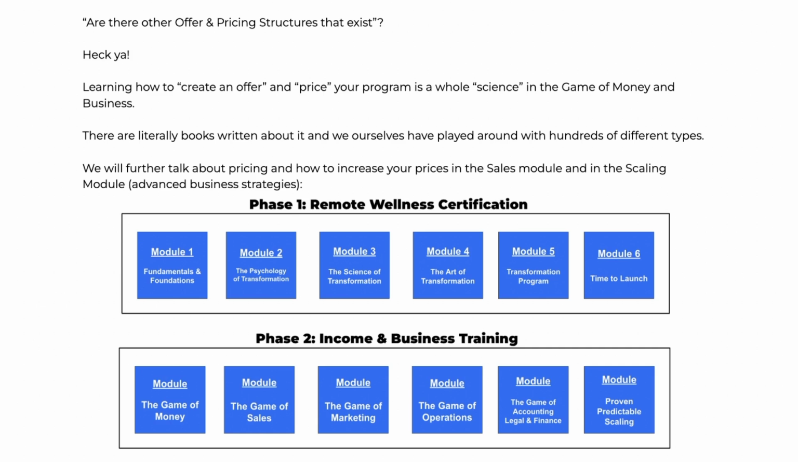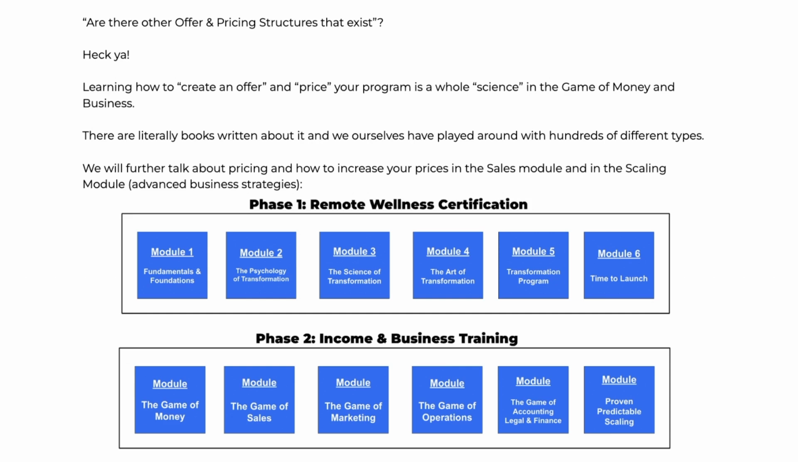There are literally books written about pricing and value and all of these kinds of things. And we ourselves have played around with hundreds of different types of pricing in the past. So again, this is going to be another topic. Remember that recurring theme in terms of how to increase your prices in the sales module when we talk about scaling and we talk about the game of sales and all of that as well.